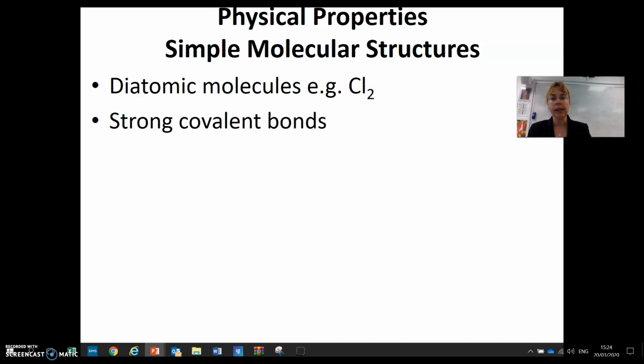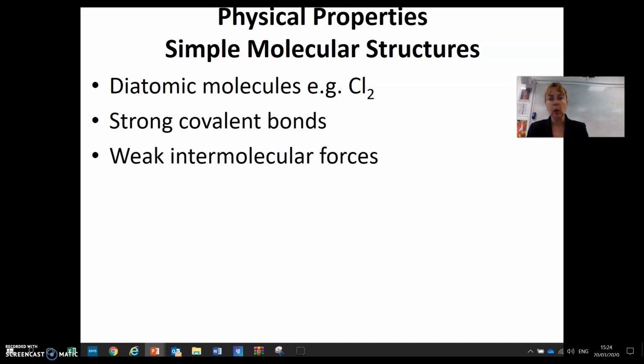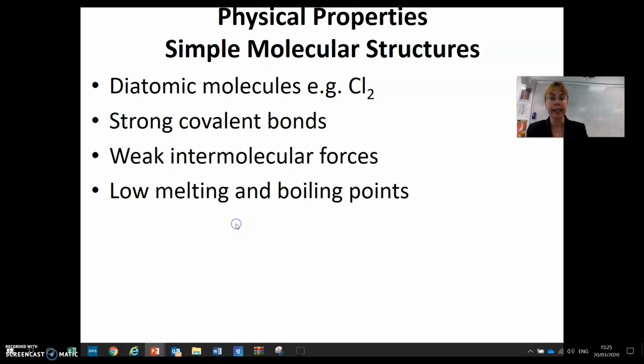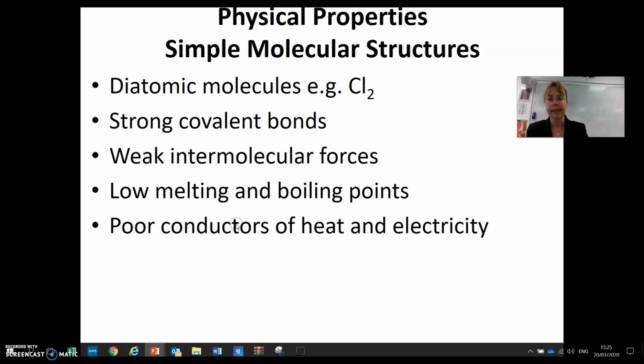Non-metals form very strong covalent bonds, but if I have one chlorine molecule and another chlorine molecule, there's a very weak intermolecular force of attraction between them. Inter means between, like an inter-house competition. Because of that weak intermolecular force of attraction, it's very easy to turn it from a solid to a liquid to a gas, and that's why the melting points and boiling points of the halogens are relatively low. So that explains that point.